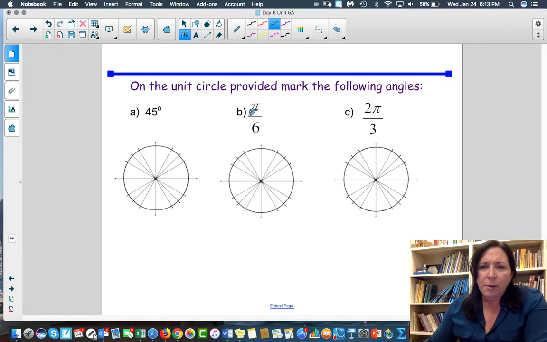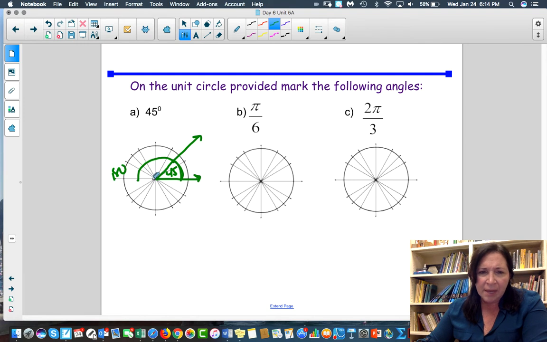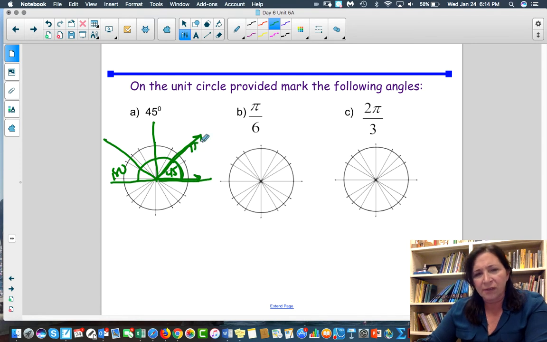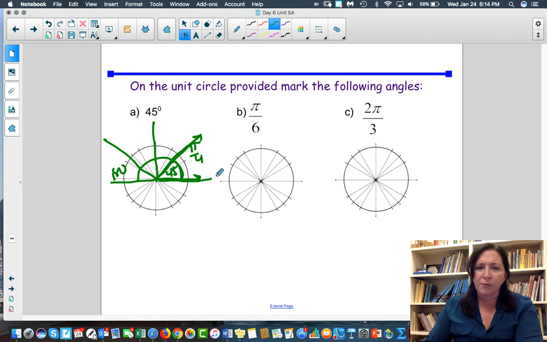So on the unit circle, mark the following angles. Well, 45 degrees: you always start with your initial side here, and 45 degrees going up is right here. So that's a 45 degree angle. Keep in mind that if this is 180 degrees, and I were to divide this into 4 parts, we have 1, 2, 3, and 4, each 45 degrees. So basically 45 degrees is equivalent to pi over 4 radians.